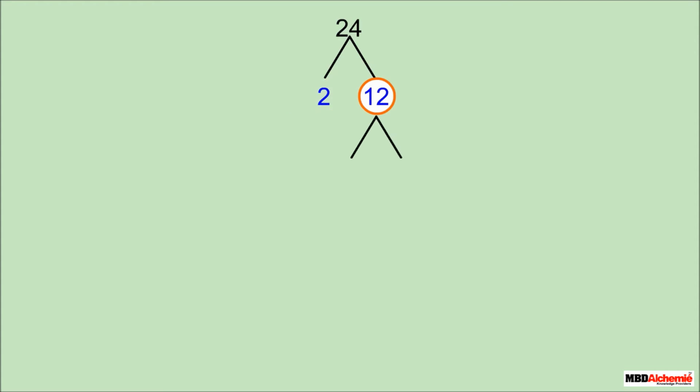Carrying on with 12. 2 is the smallest prime number that divides 12 completely. 2 multiplied by 6 is 12. Again, 2 cannot be divided further, so carrying on with 6. Again, 2 multiplied by 3 is 6.